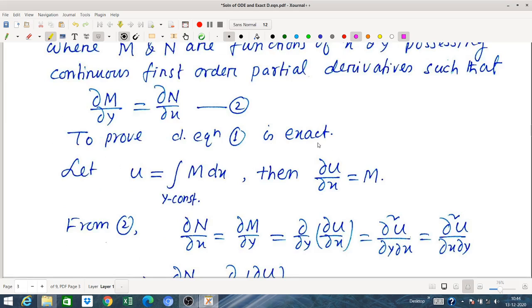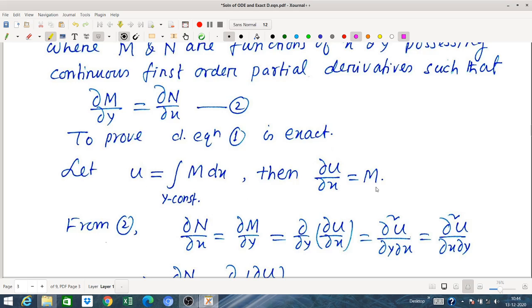To prove the equation 1 is exact, let u equal to integration of m dx, integration of m with respect to x, and below we have written y constant. Because m is a function of x and y, we cannot integrate m with respect to x unless we know about y. So here we are keeping y constant, as a partial integral. Integration of m with respect to x keeping y constant. Suppose it is u. So u will be a function of x and y.